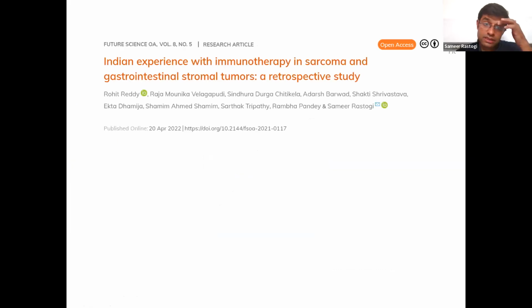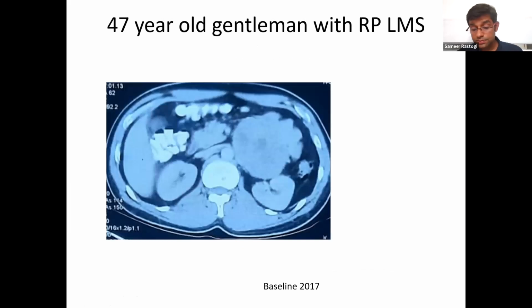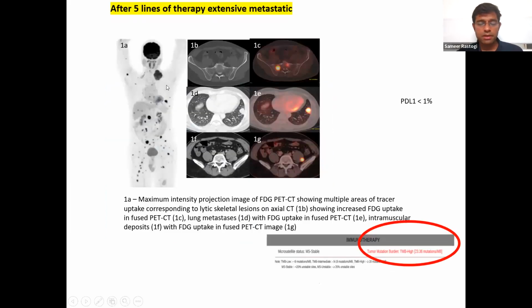This is our paper, which was published this year, on immunotherapy in sarcomas. We had almost 15 patients, and 3 of them had liposarcomas and 3 were retroperitoneal sarcomas. This is one of our patients with retroperitoneal sarcoma. This is the retroperitoneal mass, the baseline presentation in 2017. The patient also had Li-Fraumeni syndrome. Later on, the patient was given gemcitabine-docetaxel, doxorubicin, dacarbazine, trabectedin, and eribulin.